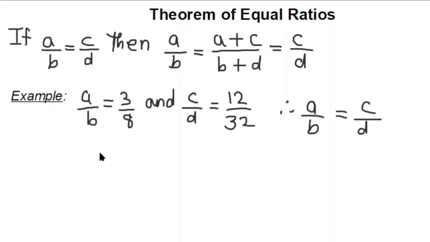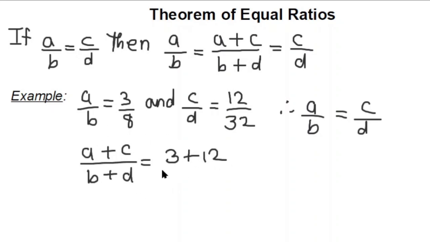Now we will see A plus C upon B plus D. A plus C is, A is 3 plus C is 12, upon B is 8 plus D is 32. So which is equal to how much? 3 plus 12 is 15 upon 8 plus 32 is 40. 15 upon 40.